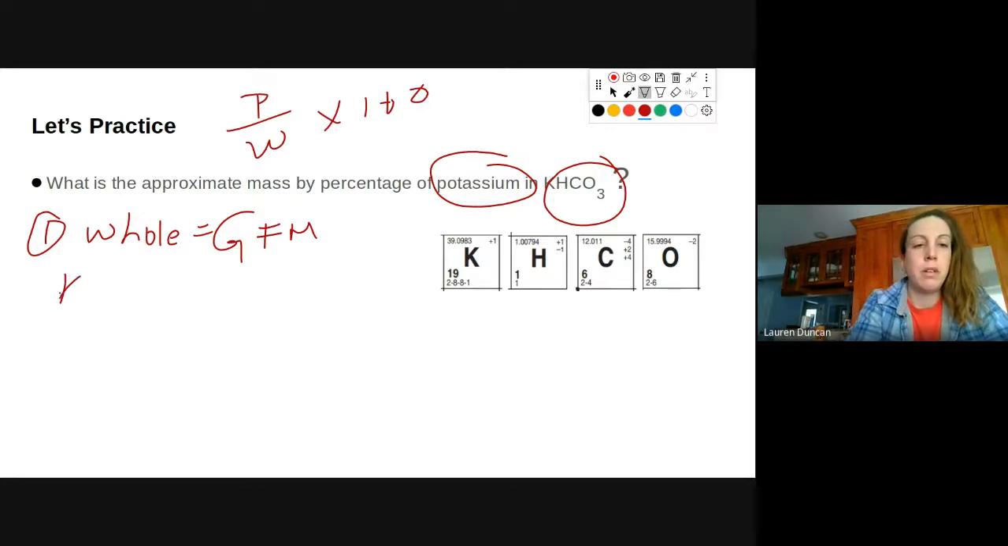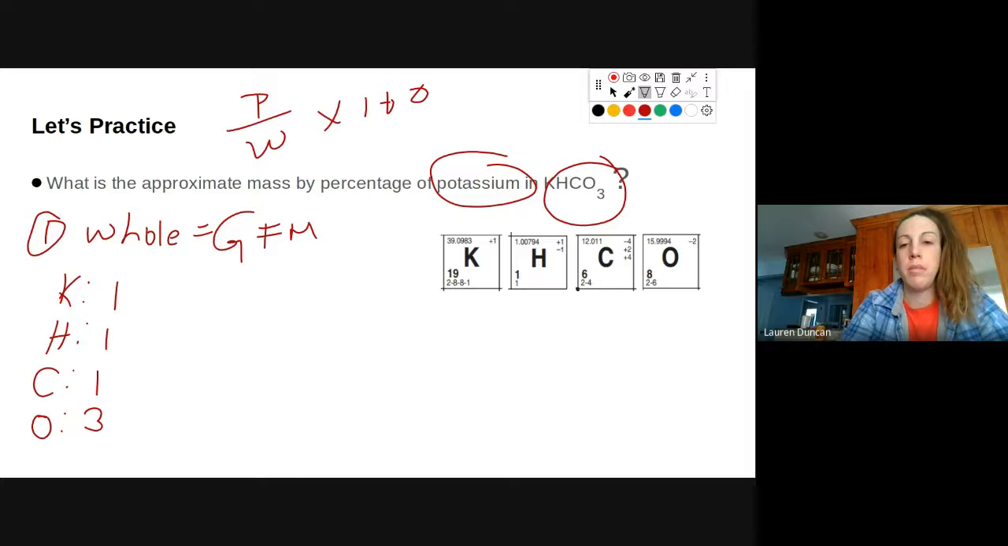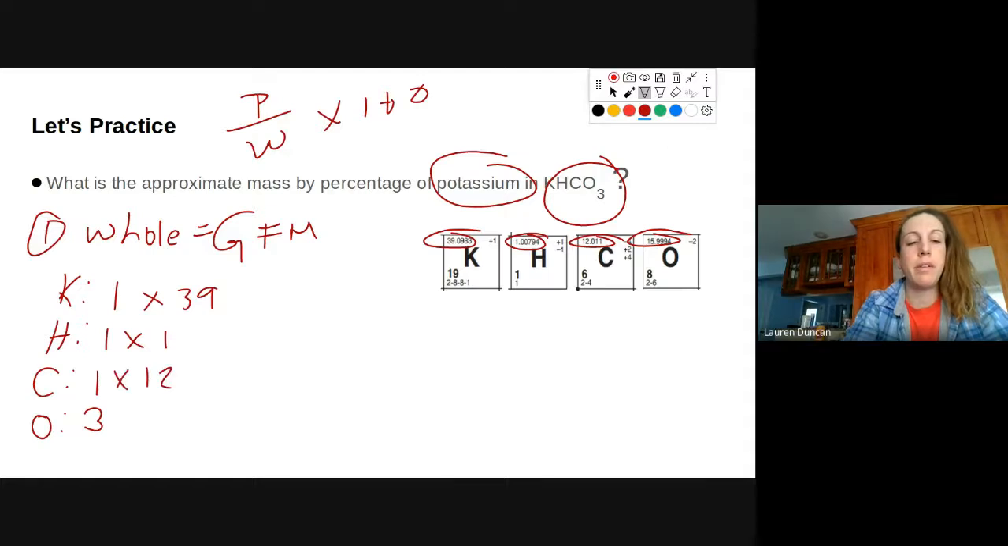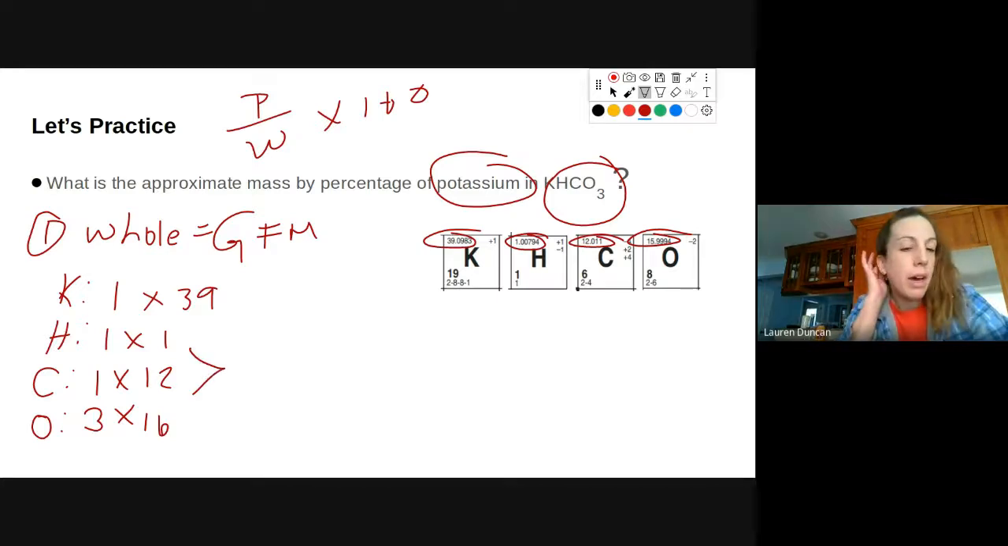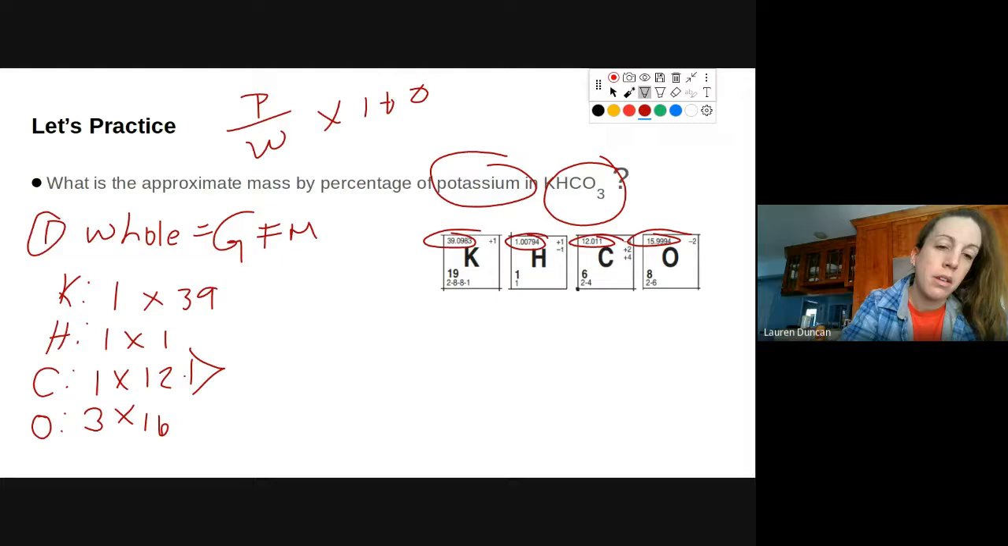So we should be good at this by now. In this formula, we have potassium, hydrogen, carbon, and oxygen. There's 1 K, 1 H, 1 C, and 3 O's. I would then multiply the number of atoms of each element by the rounded mass from the periodic table of elements. Potassium's mass rounds to 39, hydrogen's to 1, carbon's to 12, oxygen's to 16. And you're going to have to trust me here. When you add all that together, this is going to come out to be 100 grams per mole.